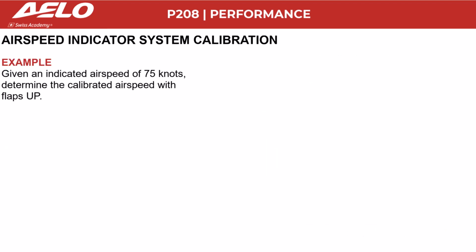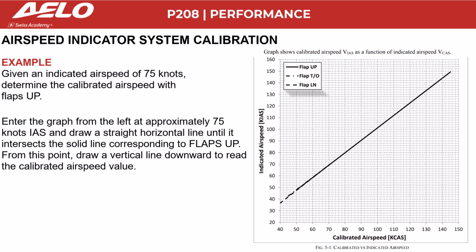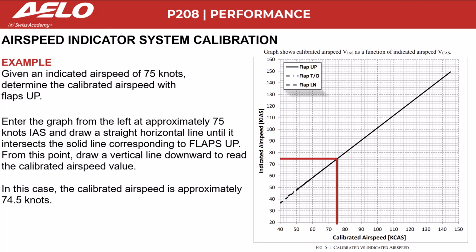Example: given an indicated airspeed of 75 knots, determine the calibrated airspeed with flaps up. Enter the graph from the left at approximately 75 knots IAS and draw a straight horizontal line until it intersects the solid line corresponding to flaps up. From this point, draw a vertical line downward to read the calibrated airspeed value. In this case, the calibrated airspeed is approximately 74.5 knots.